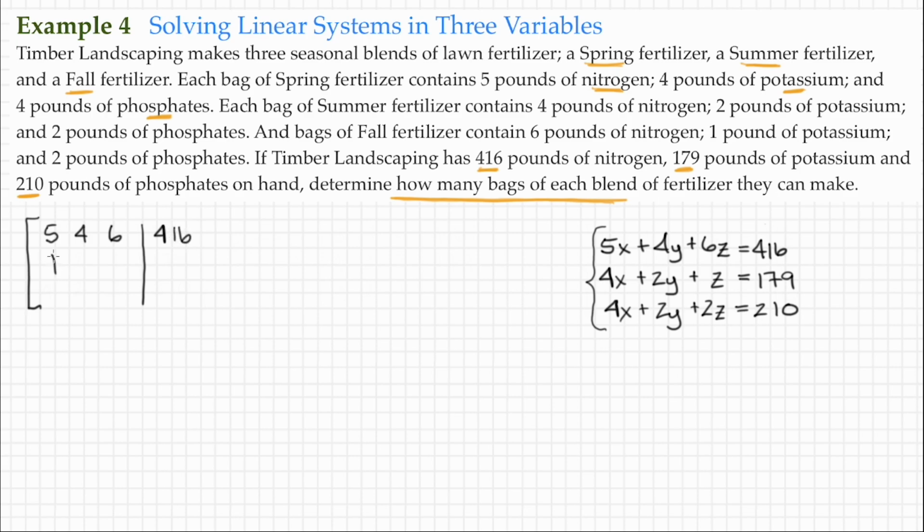Then we have 4, 2, 1, and 179. And then 4, 2, and 2, and that comes out to be 210. And now we can close off our matrix. So this is the augmented matrix that now models this scenario. And of course, we're going to use elementary row operations to solve it. And the whole idea is we're going to change each one of these columns into a unit column. And recall that a unit column is where only one of the values is a 1 and the rest are zeros. And when we do that, we want to create a diagonal of 1s right here.